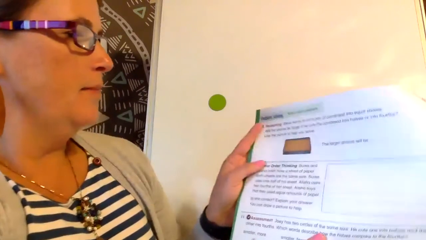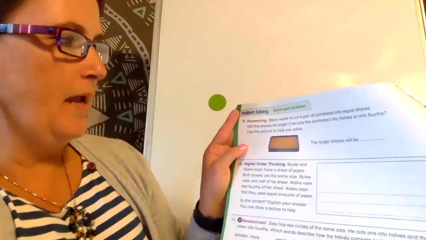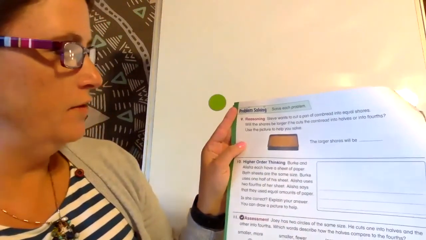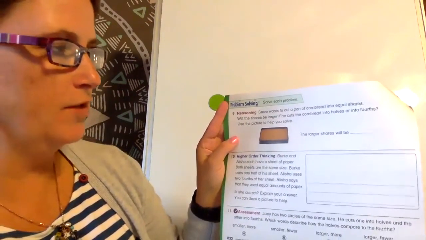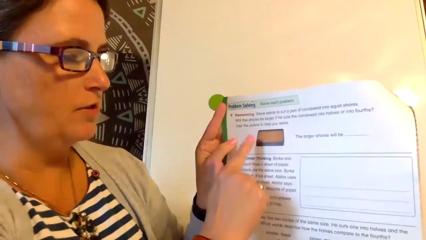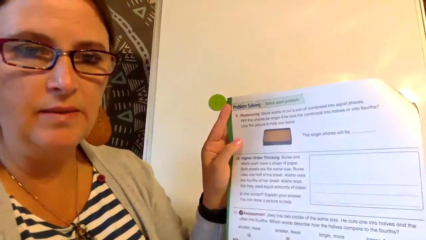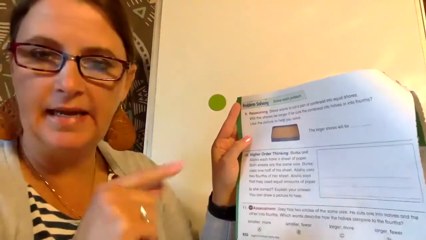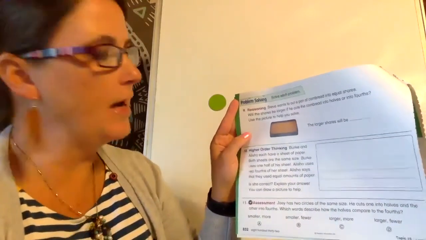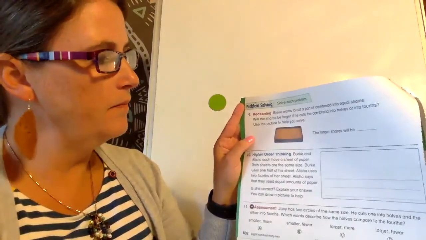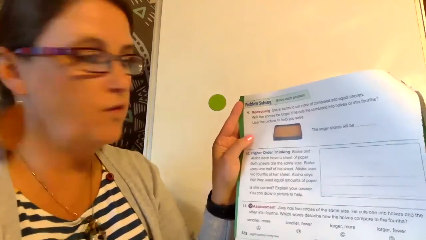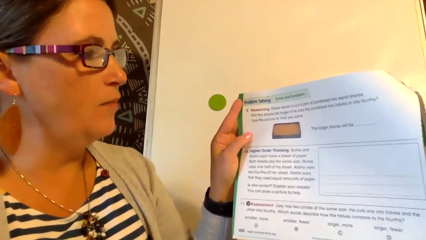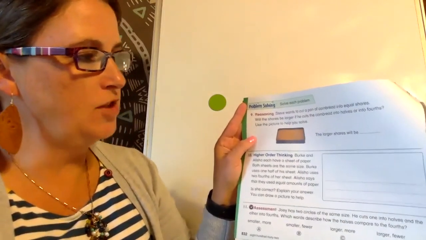Okay. Number 9 says Steve wants to cut a pan of cornbread into equal shares. Will the shares be larger if he cuts the cornbread into halves or into fourths? Use the picture to help you so you can practice. You can cut it into halves and see what it looks like. When I say cut it, I don't mean really cut it with your scissors, but take a pencil and draw a line like you're cutting it. You can cut it into halves and see, okay? And then you can cut it into fourths to see which one shows larger shares.